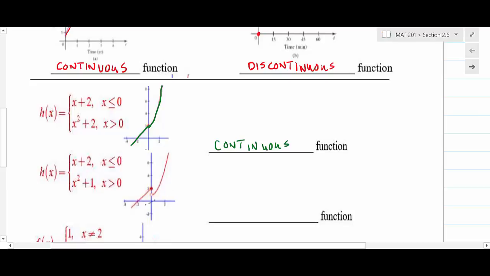Okay, the next one, you start here, you're nice and continuous, and then once you get to x equals 0, you have to lift your pencil, so there's a break like this. What this one's basically saying is when x is less than or equal to 0, you're on the line x plus 2. And then when x becomes greater than 0, you get on the quadratic, which is x squared plus 1. So this one would be discontinuous at a particular point, and it's really discontinuous at x equals 0.